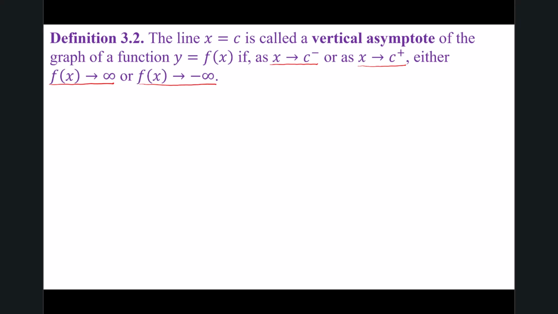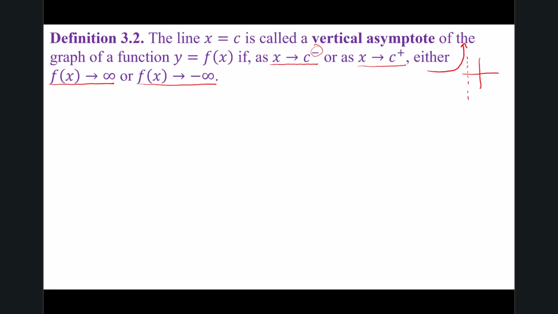This notation might be new to you. x approaches c with the little negative sign up here. We read that as x approaches c from the left. So if we have a graph, let's say this is the line x equals c. That means as the graph is getting closer and closer to that line from the left, what's happening to the graph? In this case, it's going up.